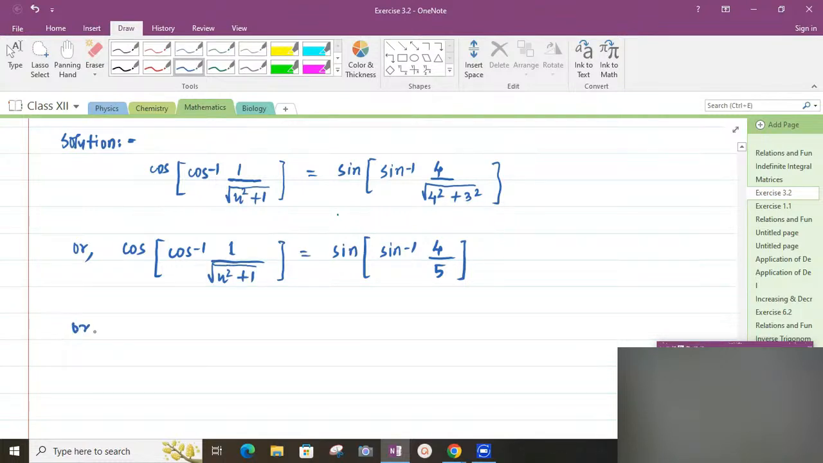So let's see the next step. We know that cos inverse equal to theta, so here will be 1 by root of x square plus 1 equal to sin inverse, equal to 4 by 5. Is there any problem to understand up to this step? So let's see here.